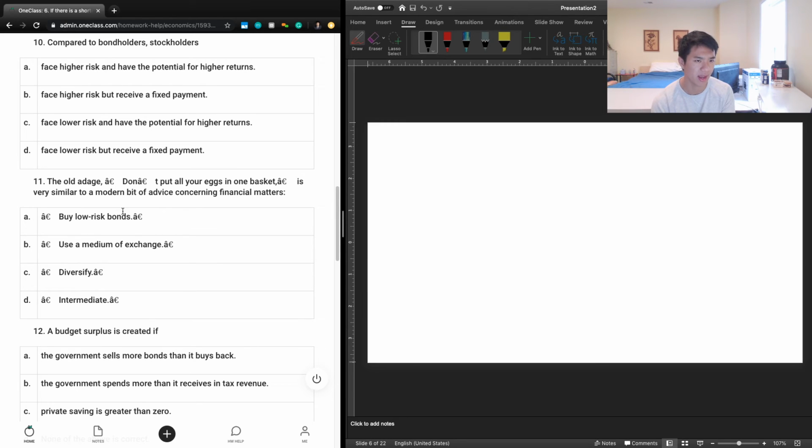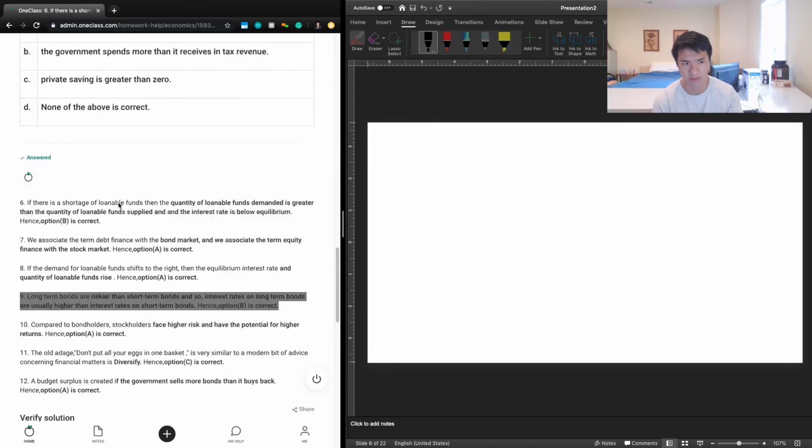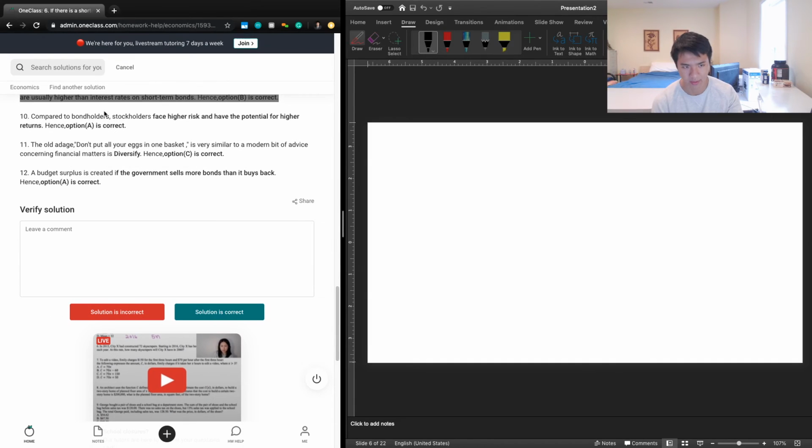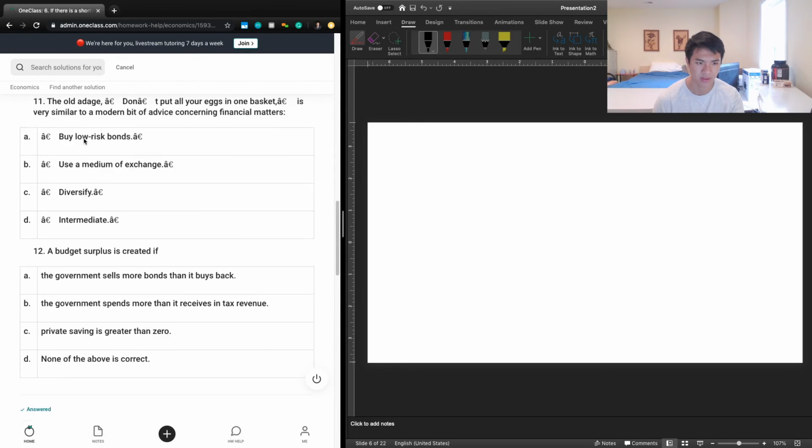So we're going to find that A, compared to bondholders, stockholders face higher risk and have the potential for higher returns. That's going to be the most attractive answer for us. And so number 10, compared to bondholders, stockholders face higher risk and have potential for higher returns. Hence, option A is correct. So that's great.